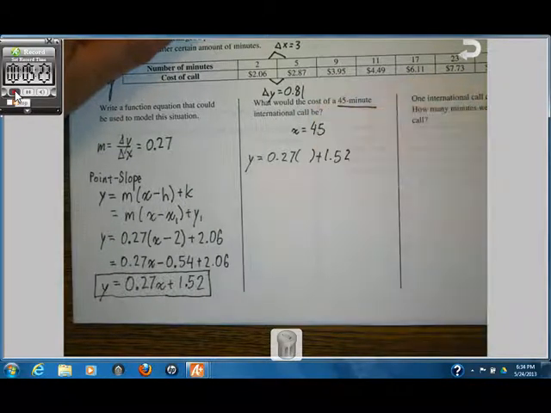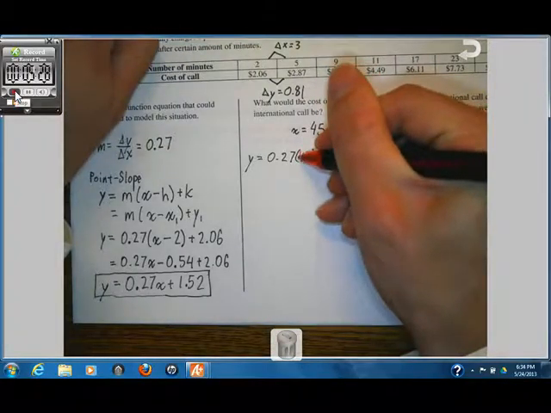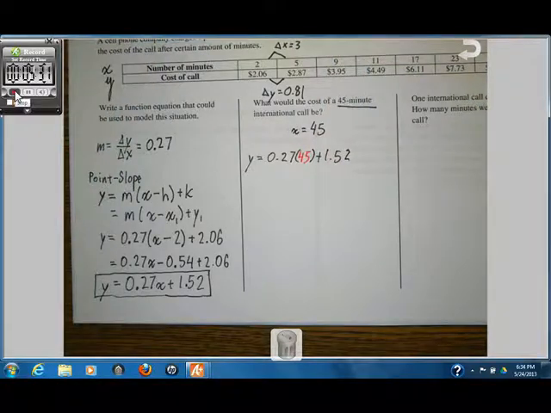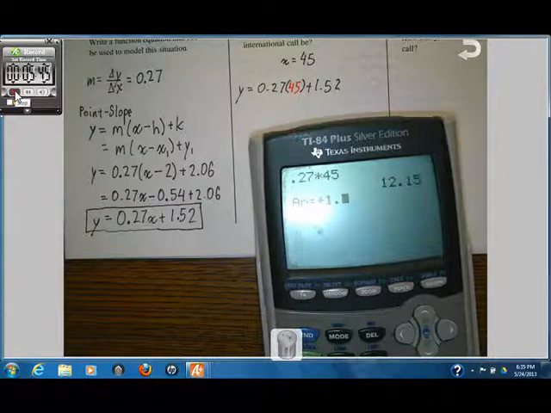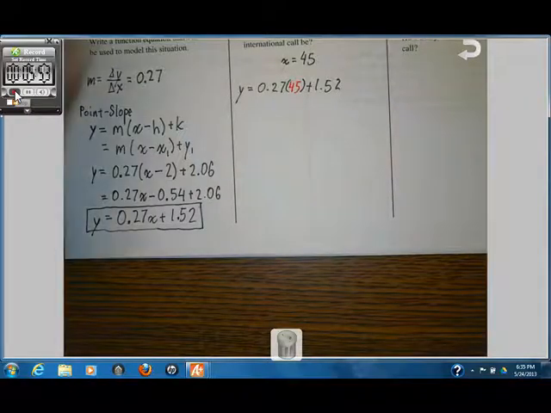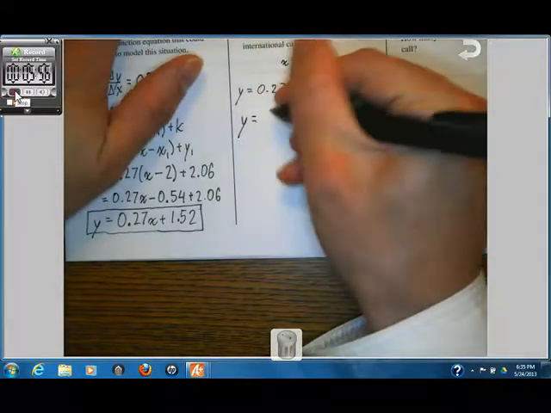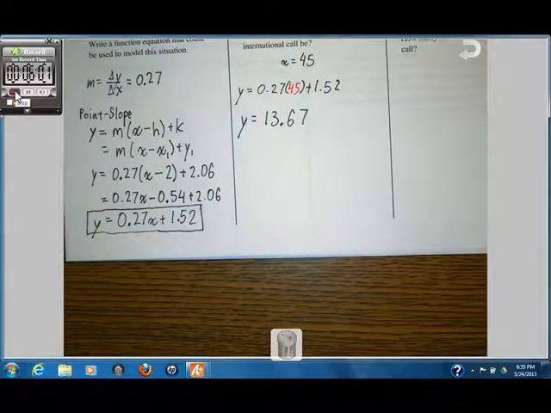Now after that, it's just a matter of arithmetic, and you'll have a calculator at your disposal, so I have no shame in using one of my own. So, you have now 0.27 times 45 plus 1.52. And the final solution should be 13.67. And that would actually be in dollars. And so that was fun.